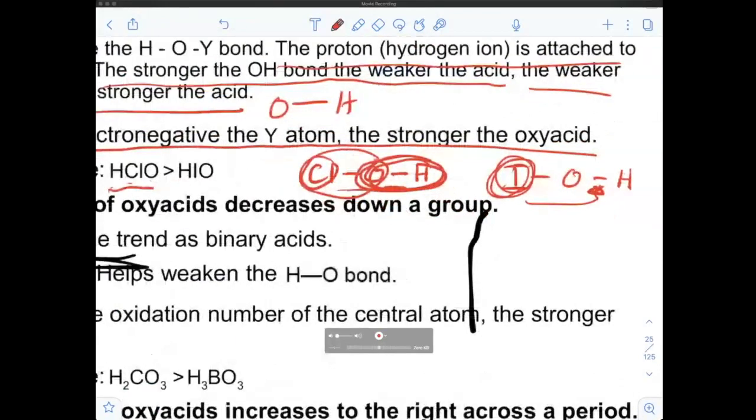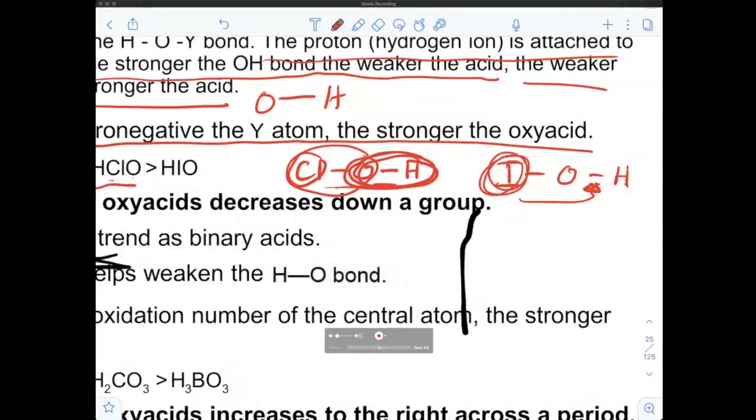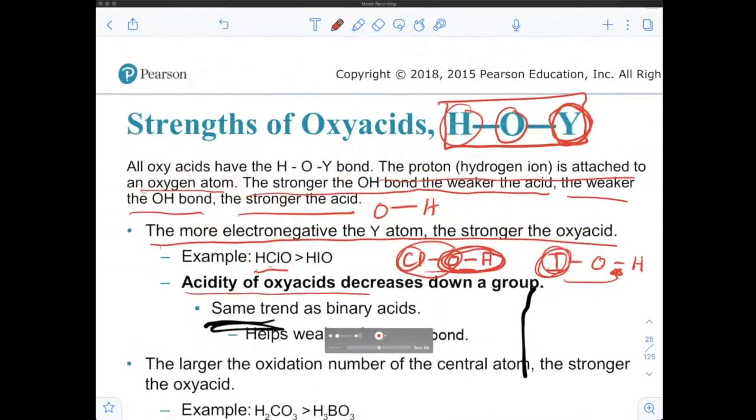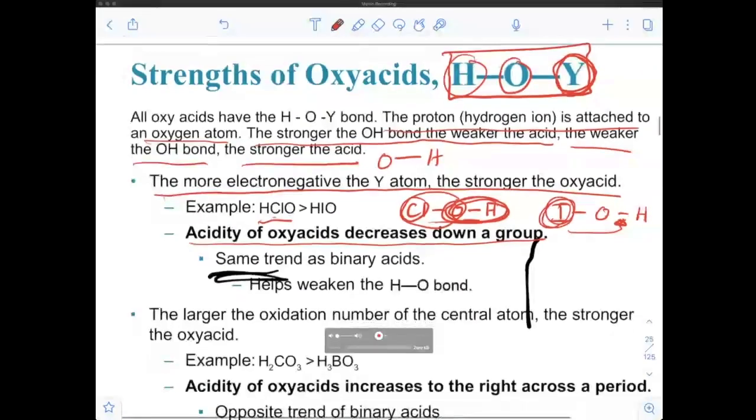And we can see right here, the iodine weakens the OH bond by pulling electrons away from it because it is electronegative. Okay. And as we mentioned, acidity of oxyacids decreases down the group, which is the opposite trend as binary. Okay. So this should actually say opposite, because in binary, it increases down the group, right? What does it say, same? This should be opposite.